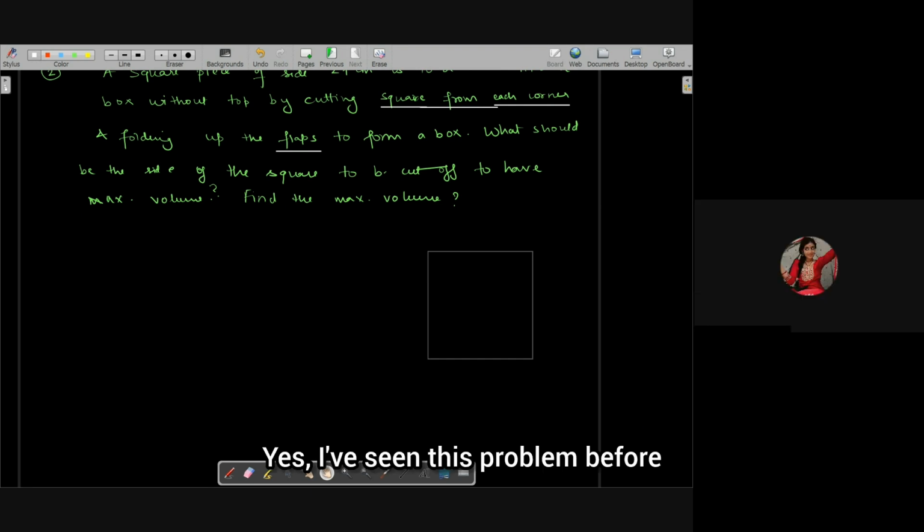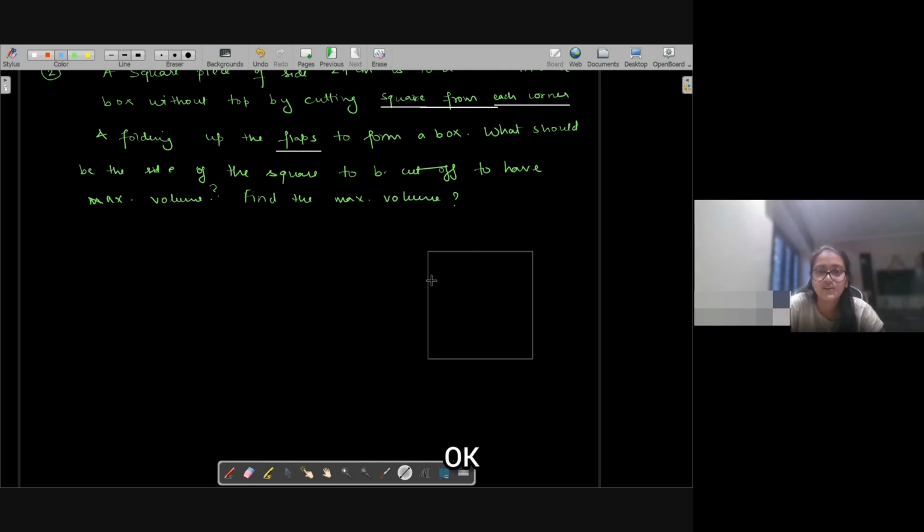Yes, I've seen this problem before, or something similar to it. I've seen the model.